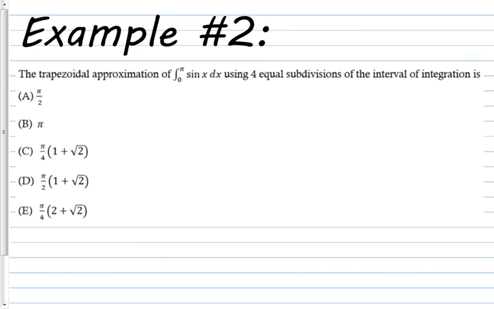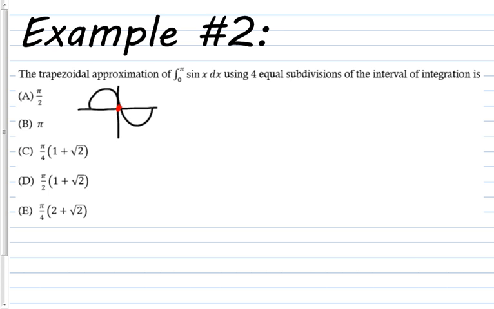Okay, so example 2. The trapezoidal approximation of the integral of sin x from 0 to pi dx, using 4 equal subdivisions of the interval of integration, is... Okay, so first off, let's do a little bit of graphing. Remember, sine looks like this. Okay, a little better than that. But it kind of looks like that.